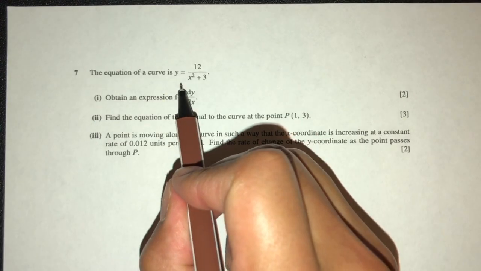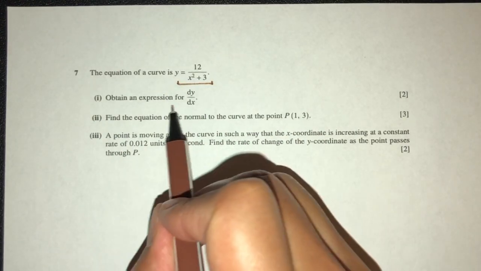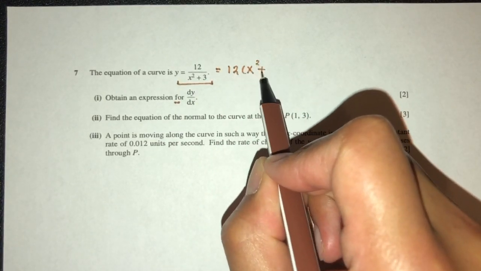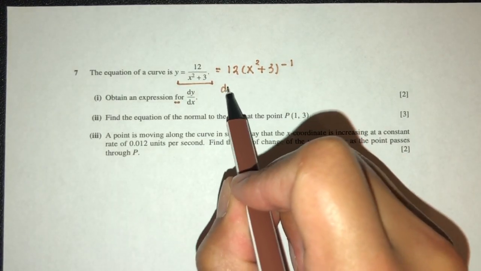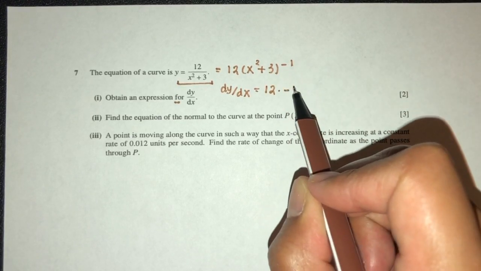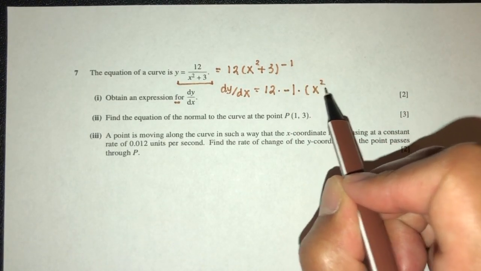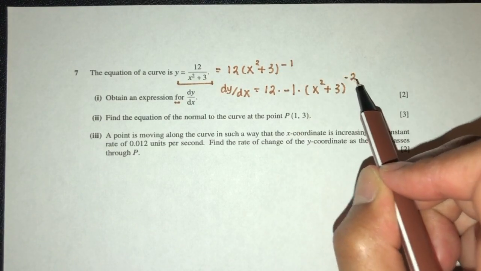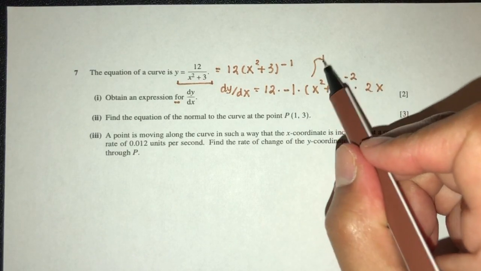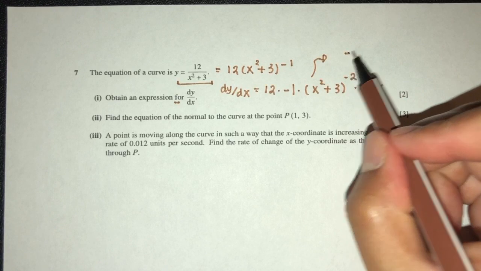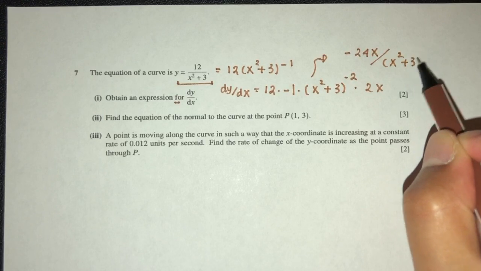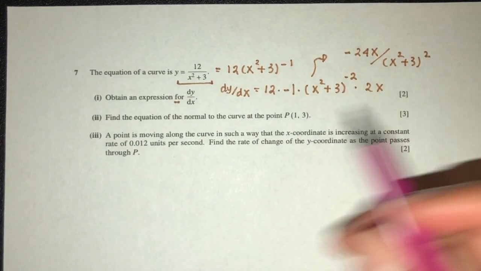The equation of a curve is y, given to you right here. Now we have to obtain an expression for dy by dx, so pretty easy. First thing first, we can rewrite this as 12 times x squared plus 3, to the power of minus 1. So dy by dx is pretty easy now. 12 is 12, we don't care about 12. Here we first multiply by the power, minus 1. Then we subtract 1 from the power, it should be minus 2. Multiply by d by dx of the value inside, that will be 2x. Now from here we can simplify. That will be minus 24x over the value of x squared plus 3, all squared. Okay, so here you will have this as dy by dx.